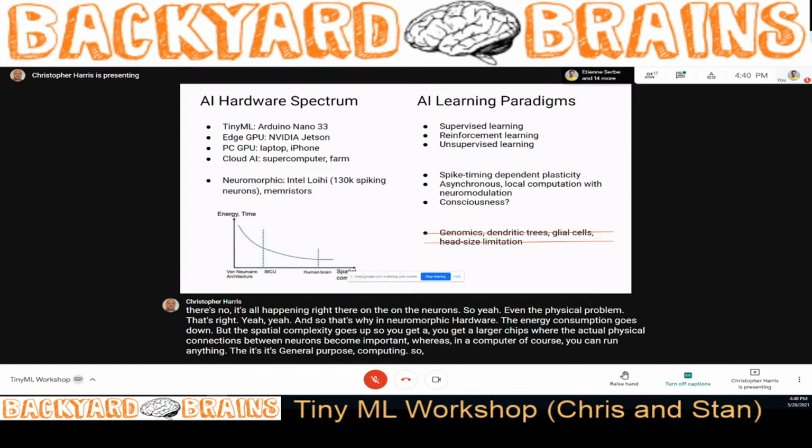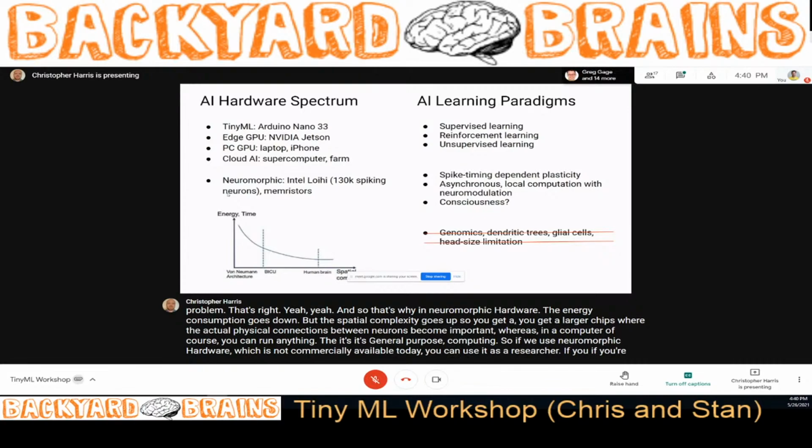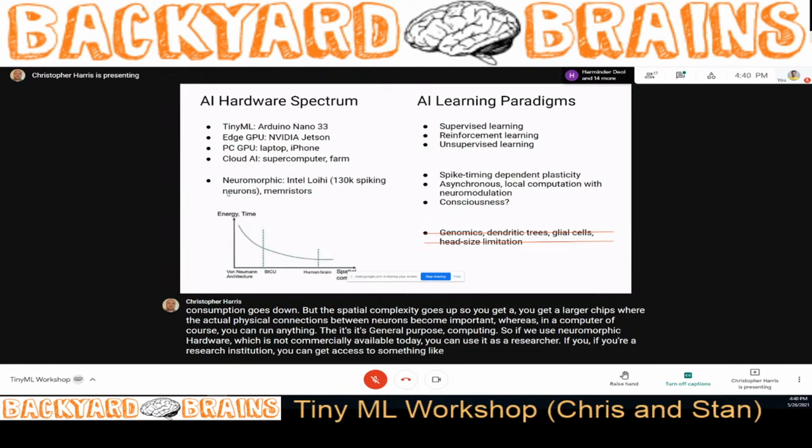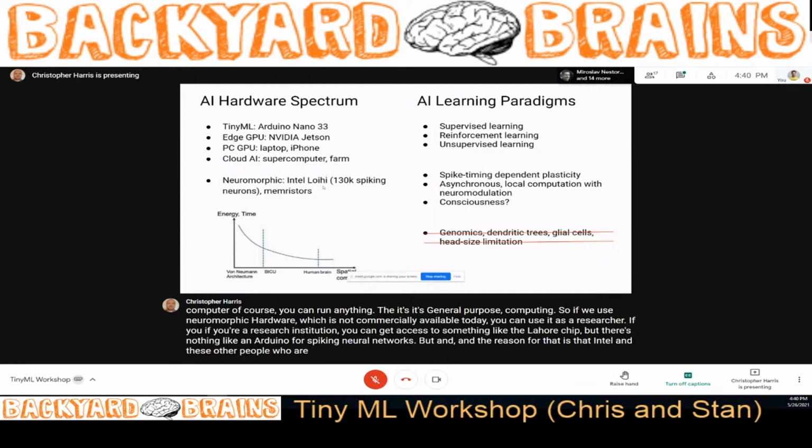So neuromorphic hardware is not commercially available today. You can use it as a researcher. If you're a research institution, you can get access to something like the Loihi chip. But there's nothing like an Arduino for spiking neural networks. The reason for that is that Intel and these other people who are working on neuromorphic hardware don't know yet what we're going to use this hardware for, because all it can do is simulate spiking neurons.